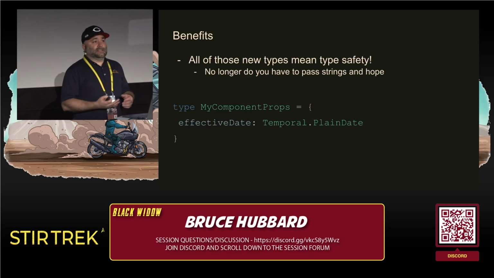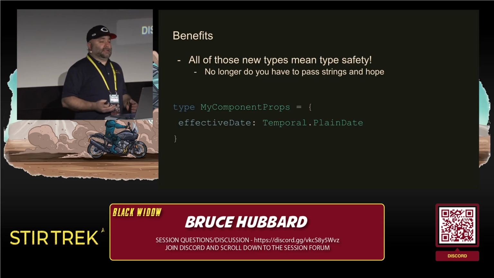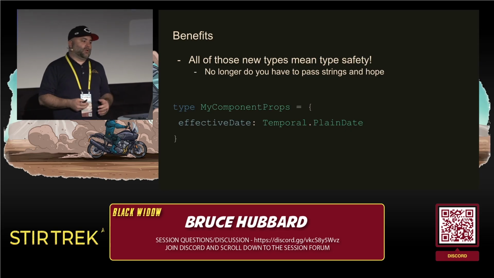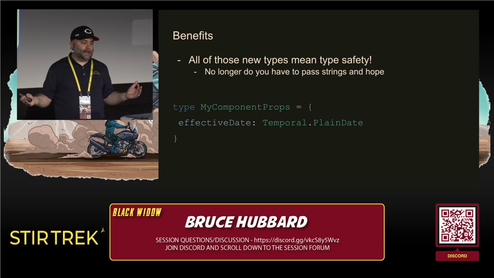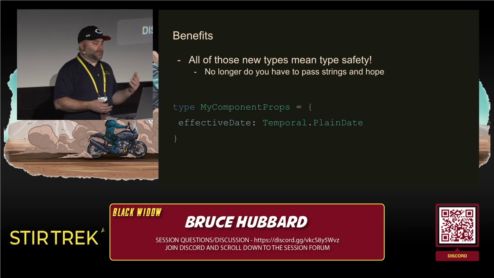Another benefit is you get type safety. So we saw those 7 different types. You can do things like this. If you're using React or something, right? You can say, hey, my component takes a plain date. No longer do you have to pass in a string and pray that it's the correct format, or take a date where you're like, okay, did you give me time? Am I going to be off by 1? Hey, you can say, I take a plain date, and that's pretty obvious what you want.